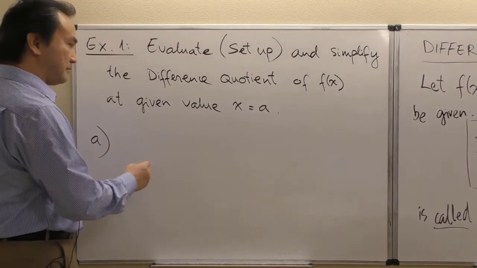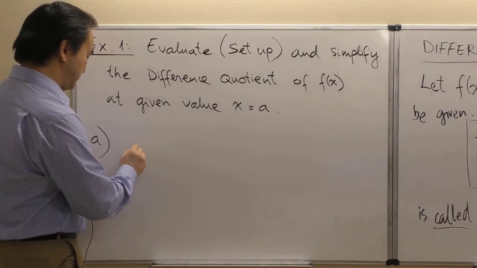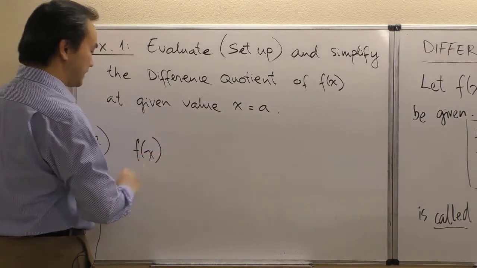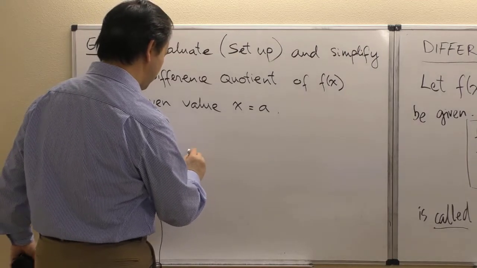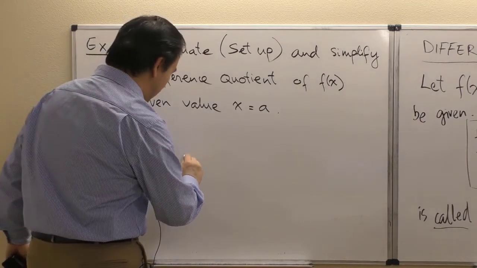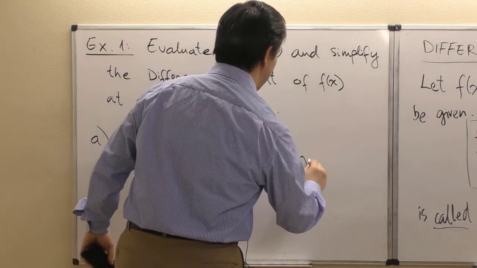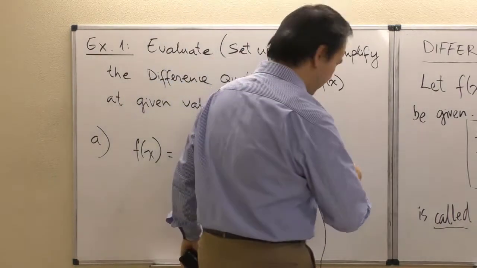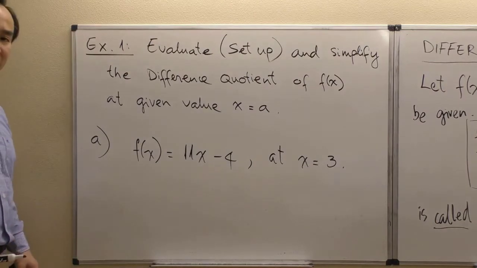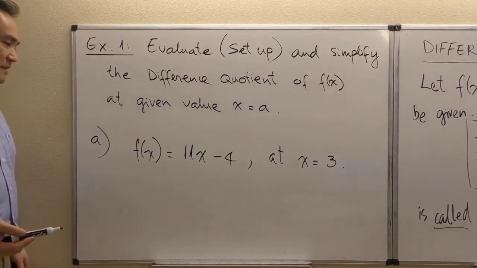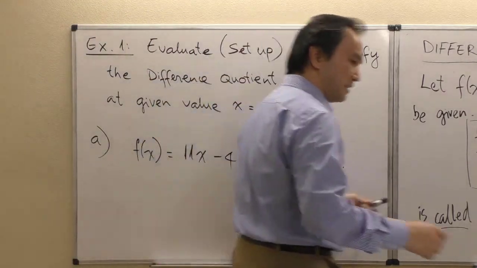So let's call that f of x equals, our function here is 11x minus 4. Okay, and at x equals 3. Okay, and so now let me quickly bring back the other board here.